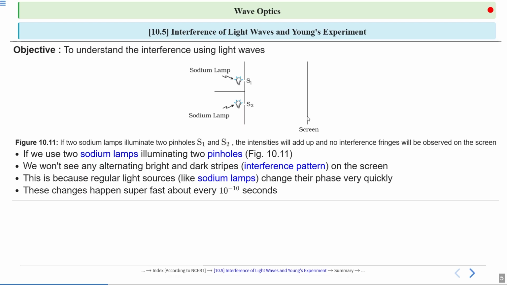So these phase changes occur extremely fast, approximately every 10⁻¹⁰ seconds. This rapid change is too quick for our eyes to detect any interference pattern, which is why we see a uniform intensity instead.